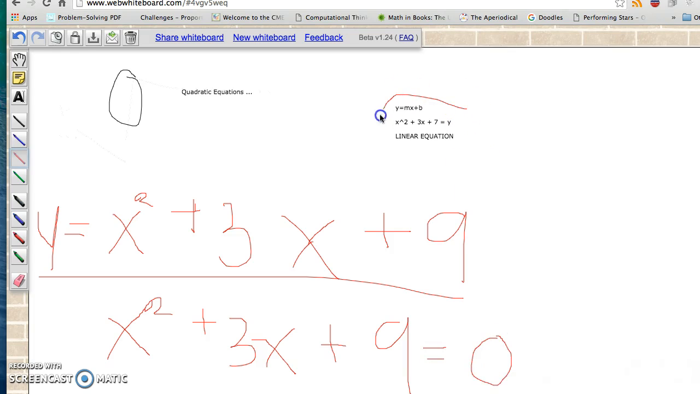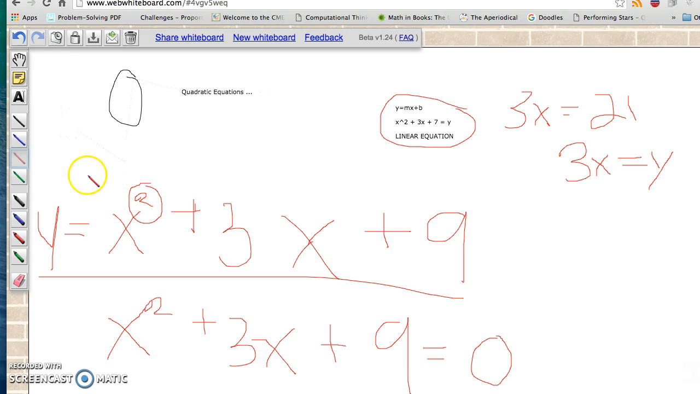Just like with linear equations up here, remember, I could have 3x equals 21. That's a linear equation that I can solve. Or I could have 3x equals y, and that's a linear equation I can graph. So if there's two variables, you graph it, and if there's one variable, you solve it. Same thing with quadratic equations over here, but it's with an x squared. Not an x cubed, not x to the fourth power, it's just with x squared. So we're going to solve equations with x squared in them.